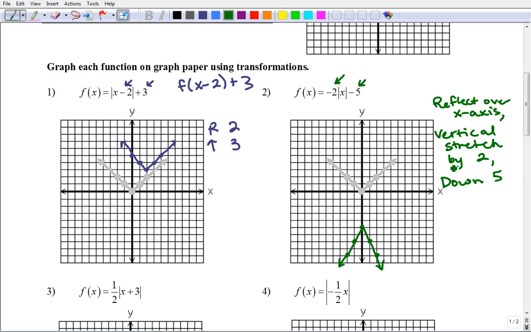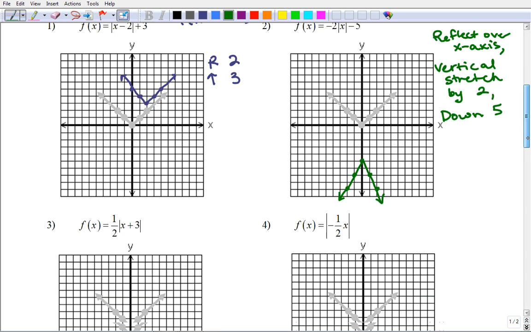And also because we multiplied by 2, notice if you look at the slope of each side, ignoring the fact that it's negative, we're going by 2 instead of just by 1 on the original one. And then the negative tells us it'll be opening down. Okay, let's look at a couple more examples together.